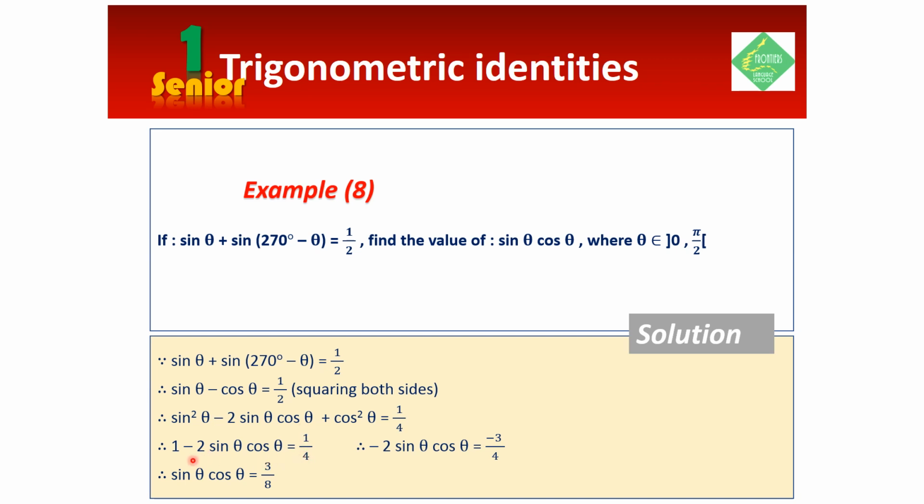So when you move 1 to the opposite hand side with a negative sign, you will get negative 3 over 4 from quarter minus 1. It will be negative 3 over 4. And at the left hand side, it will remain negative 2 sine theta cosine theta. Now easily divide both sides by negative 2 to get sine theta cosine theta. You will get sine theta cosine theta equals negative 3 over 4 divided by negative 2, which is 3 over 8.